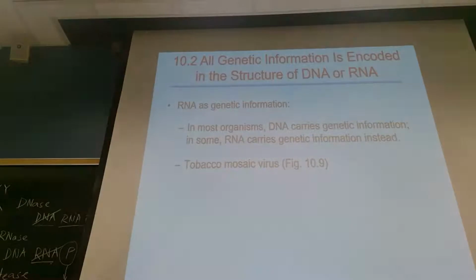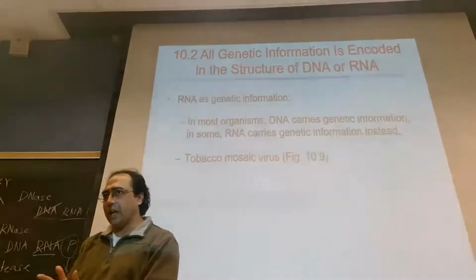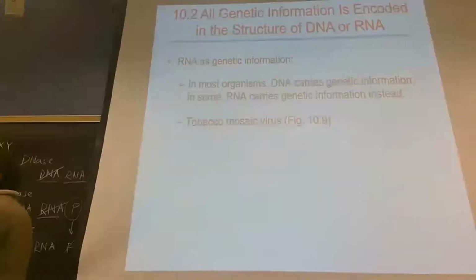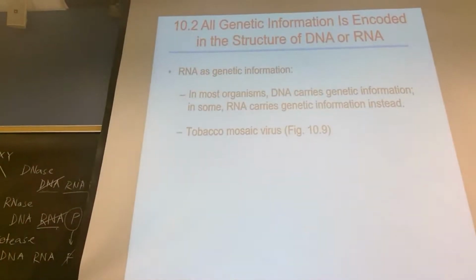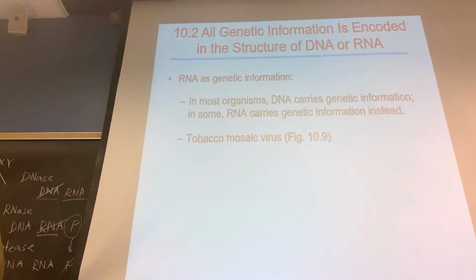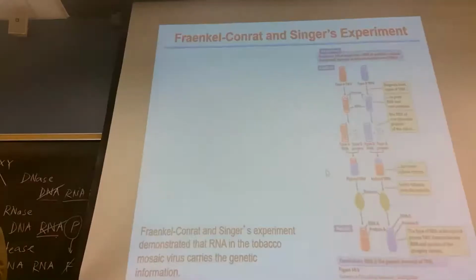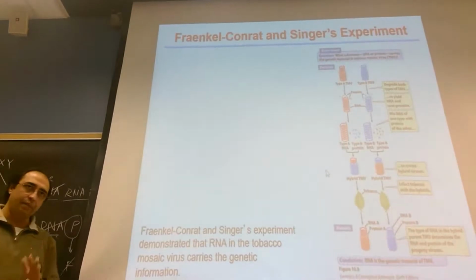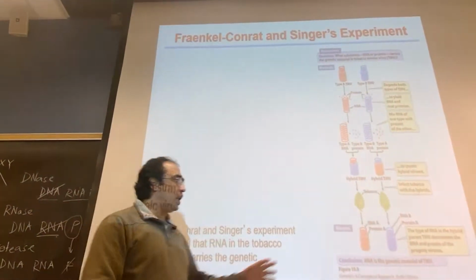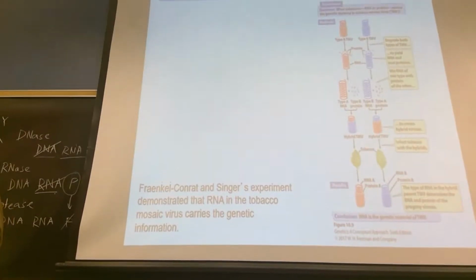Now, that is one thing. The DNA has genetic material. In some kind of organisms, there is only RNA. There is no DNA there. They are getting the genetic information as well. And that one thing is the tobacco mosaic virus. And in this experiment, we have RNA and protein. And when we take out the protein, the genetic material is RNA, not the proteins.